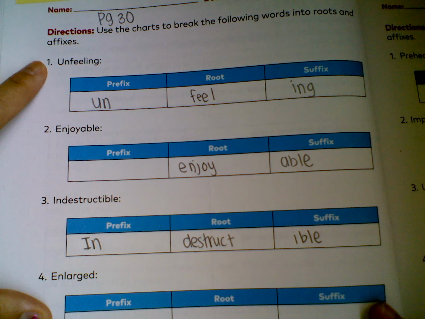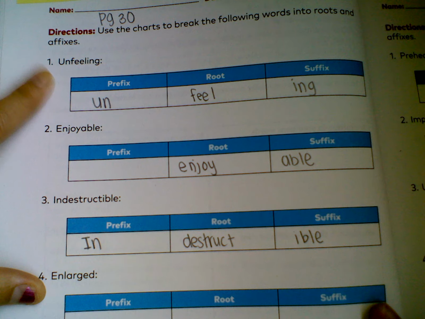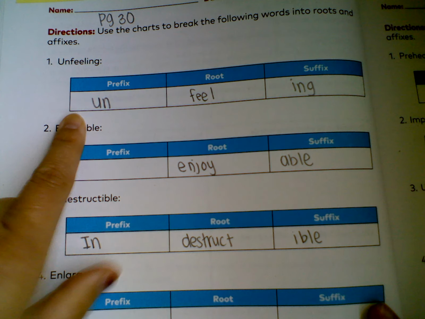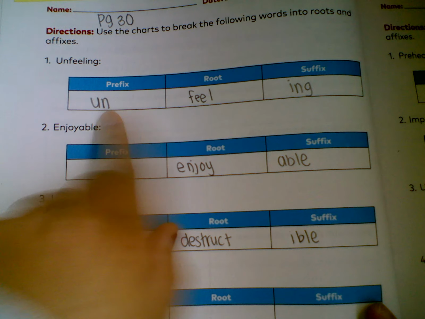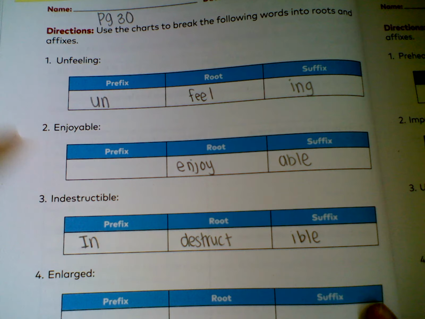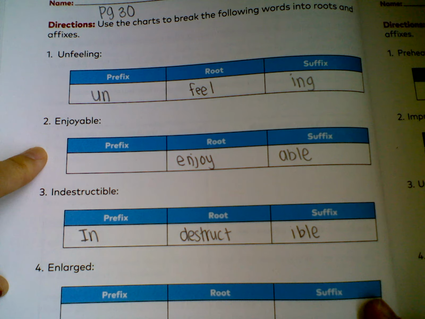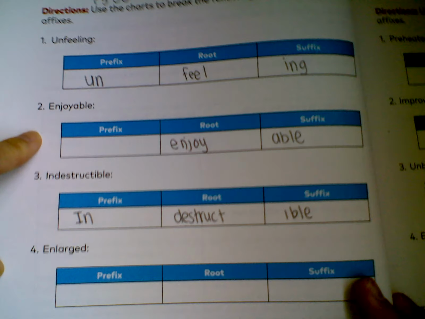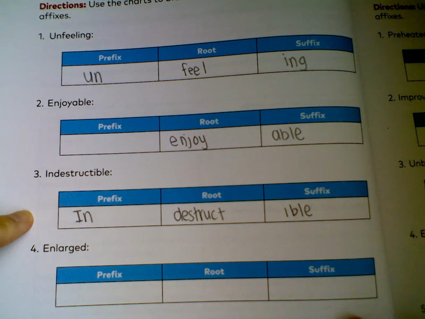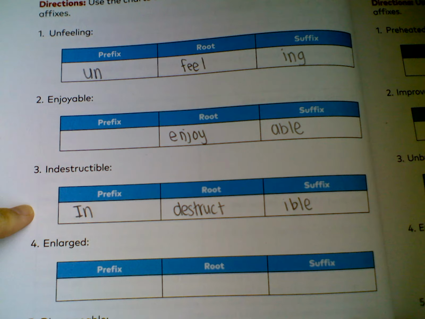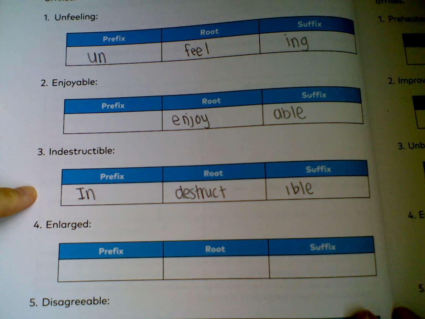Oh, we forgot to go over number 1. Unfeeling means like you can't feel it happening, unfeeling. Enjoyable means like something you are able to enjoy. Indestructible means like it's not able to break apart. You can't break it apart.